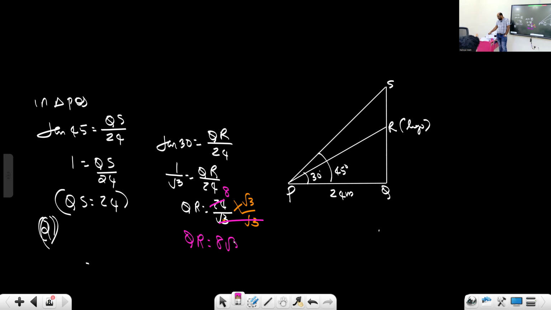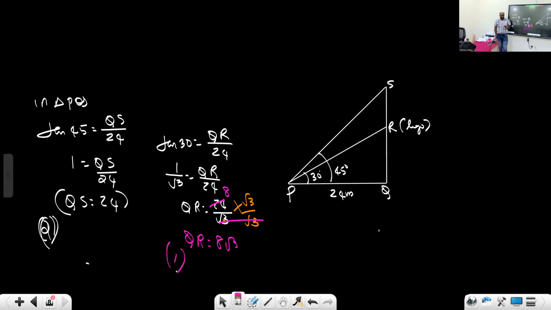The value of root 3 is not mentioned, so no need to run behind it. Therefore, the height of the logo is the first answer. Root 3 and root 3 make 3, and 3 and 24 cancel. Therefore, the height of the logo from the ground is 8 root 3 meter. What is the next question?